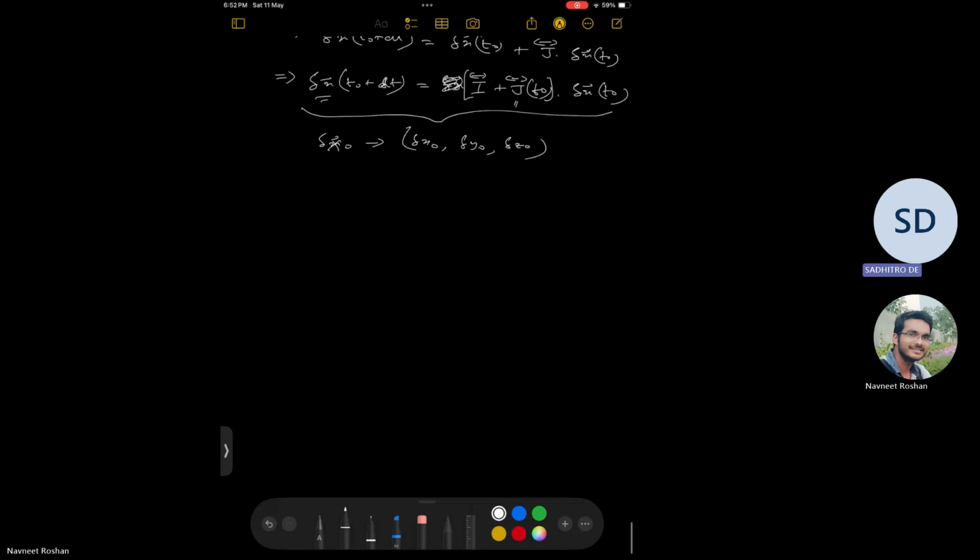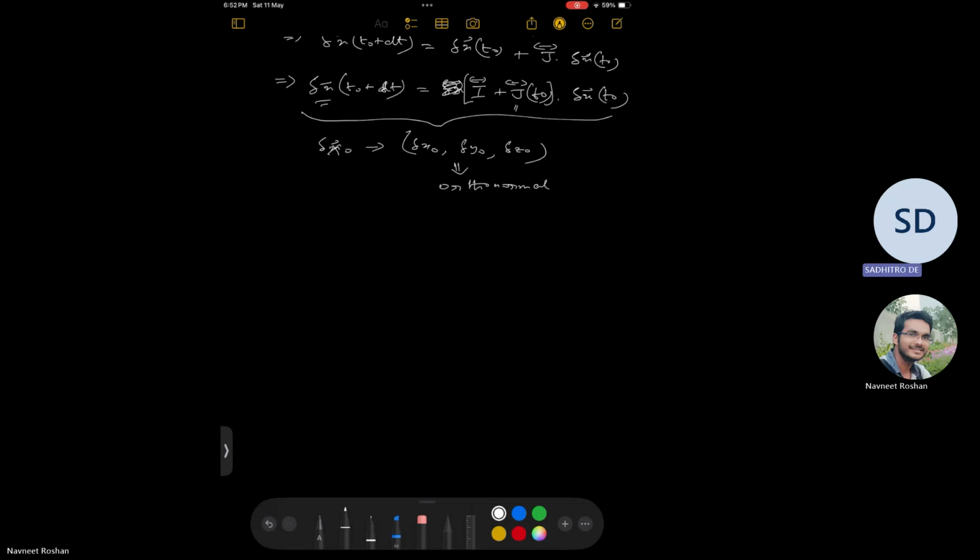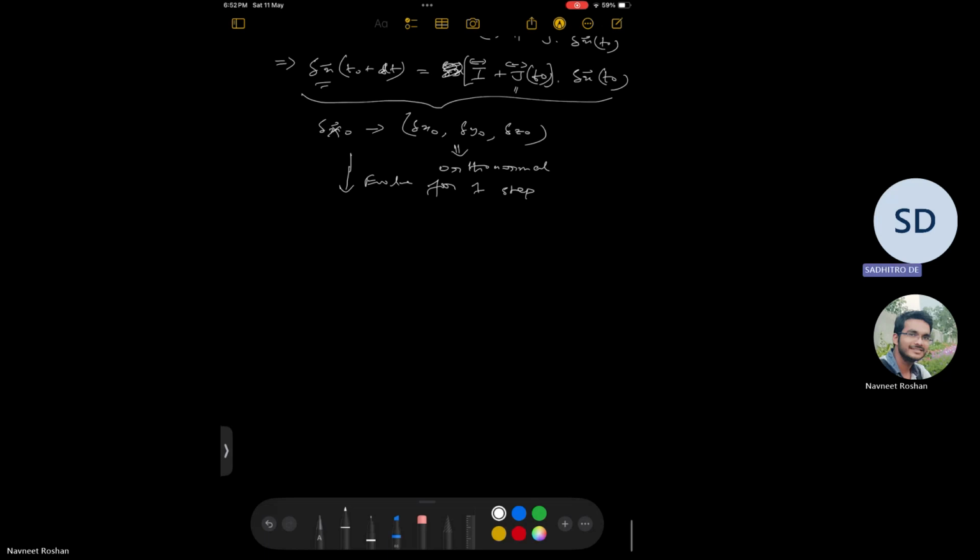So these are the three components of the perturbation vector, and initially we choose them to be orthonormal, or orthogonal to each other. Okay, now what you do is that you evolve it for a single time step, then you obtain the new vector, which is delta x at time t plus delta t.